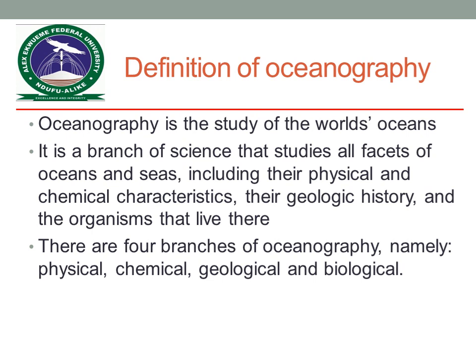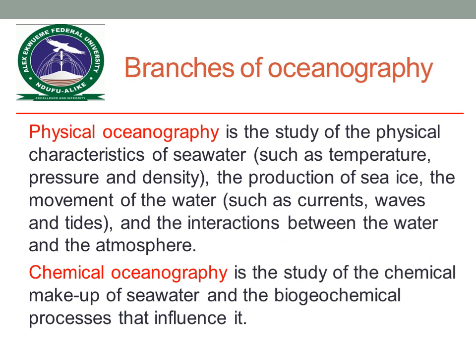There are 4 branches of oceanography, namely physical, chemical, geological, and biological. We'll be looking at the branches of oceanography one after the other. Physical oceanography. Physical oceanography is the study of the physical characteristics of seawater. Physical characteristics here include temperature, pressure, density, and all other features that you can feel or could even see.